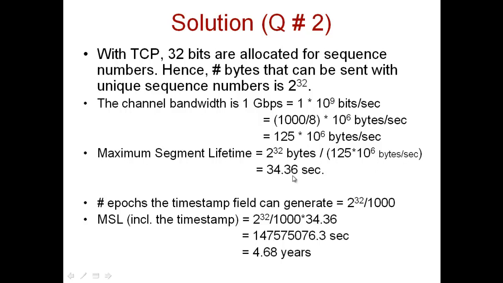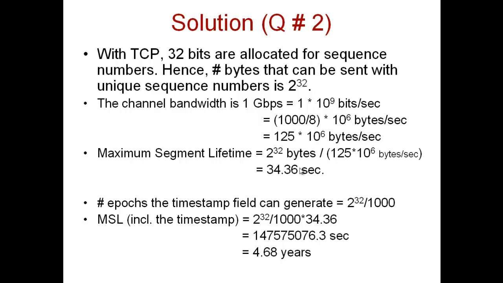So that's going to be 34.36 seconds. Which means after this 34.36 seconds, if you send one more byte, that byte is going to have the sequence number of some other byte that has been sent earlier within this 34.36 seconds. Basically, that's what this wraparound is.